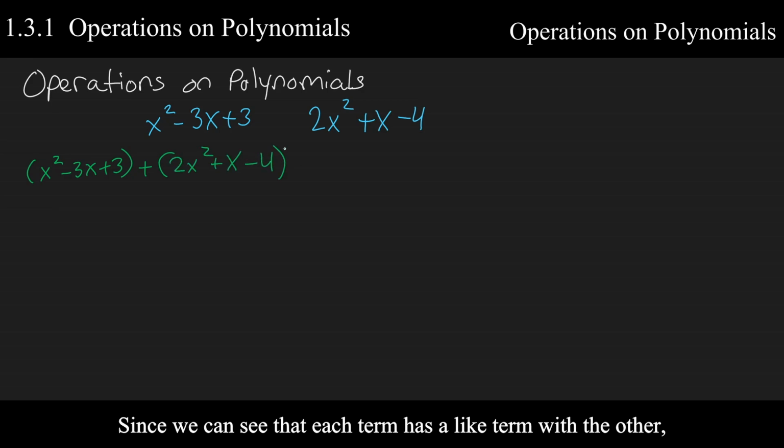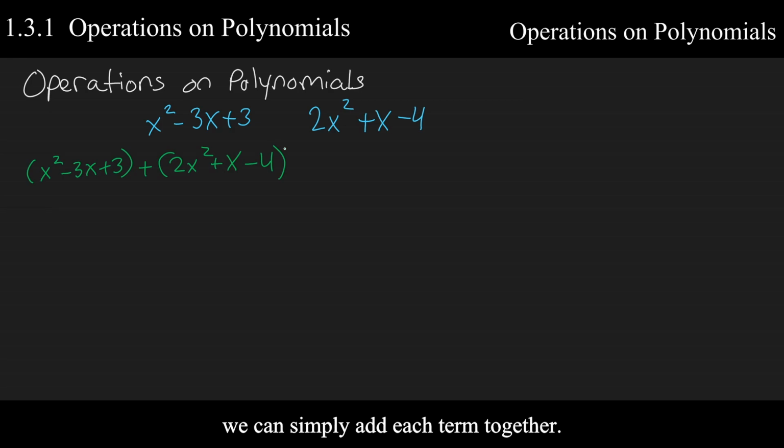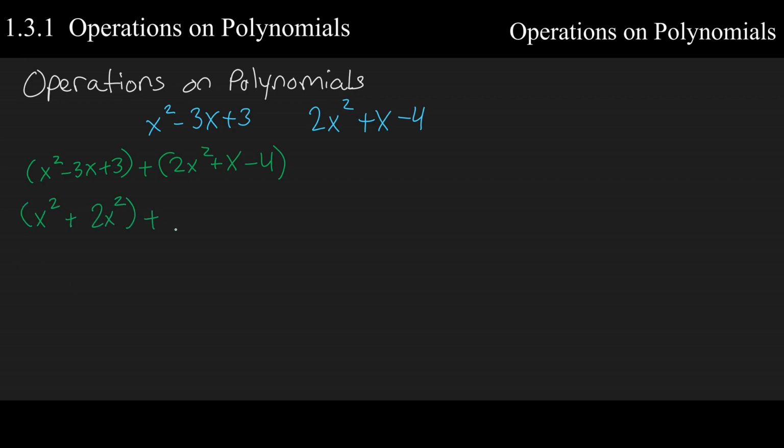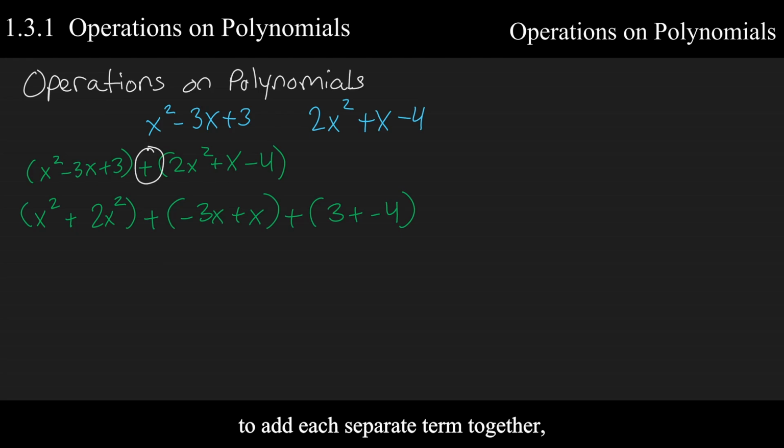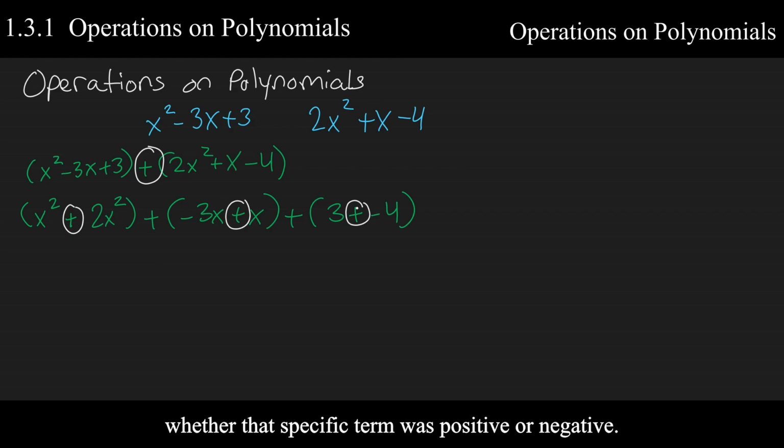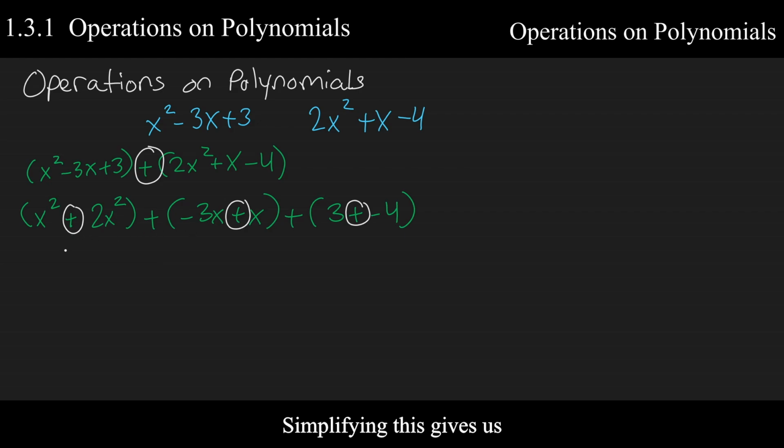Since we can see that each term has a like term with the other, we can simply add each term together. We'll do each term one at a time at first to keep it slow. x squared plus 2x squared plus negative 3x plus x plus 3 plus negative 4. Notice that we use the addition sign between the two trinomials to add each separate term together, whether that specific term was positive or negative. Simplifying this gives us 3x squared minus 2x minus 1.